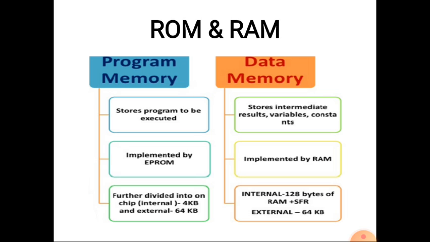In the data memory, mainly it may be read from or written to, and thus it is implemented using RAM. Further, the program memory and data memory both may be categorized as on-chip, that means internal, and external memory, depending upon whether the memory physically exists on the chip or it is externally interfaced.